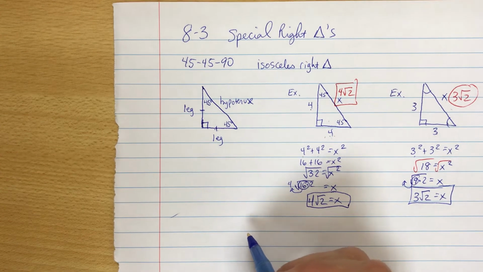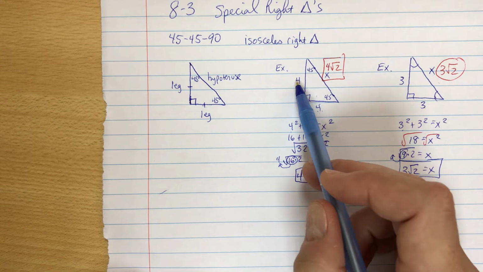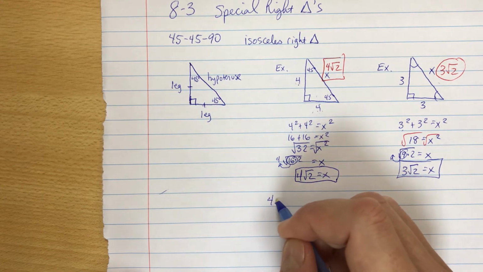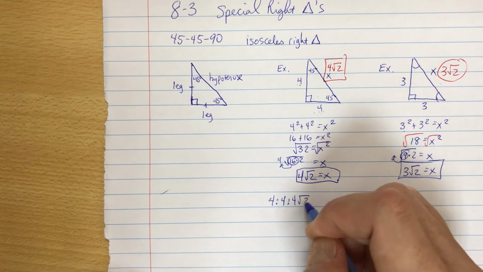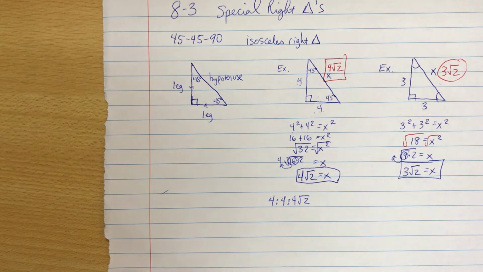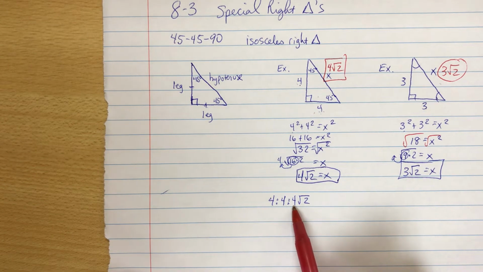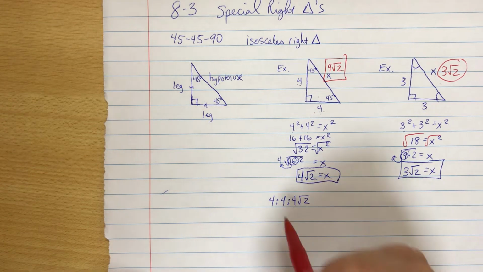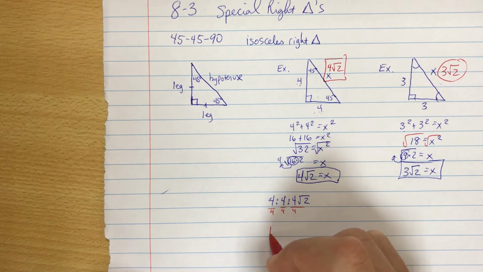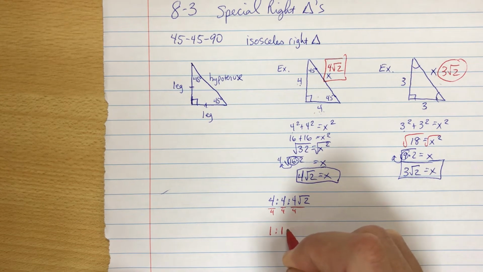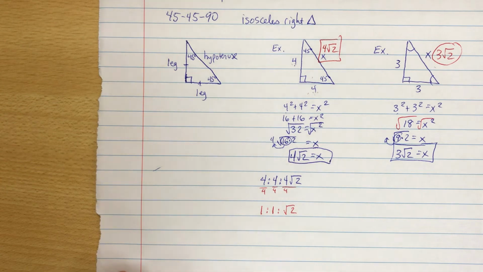So I'm going to redraw this over here. There's a ratio that comes up. What I'm going to do is compare the legs. I'll write it down here first: 4 to 4, and then the hypotenuse is 4 square root 2. Now remember, a ratio is a comparison of numbers using division, basically. I could simplify this by dividing each of these by 4, and what we would get is 1 to 1 to the square root of 2.